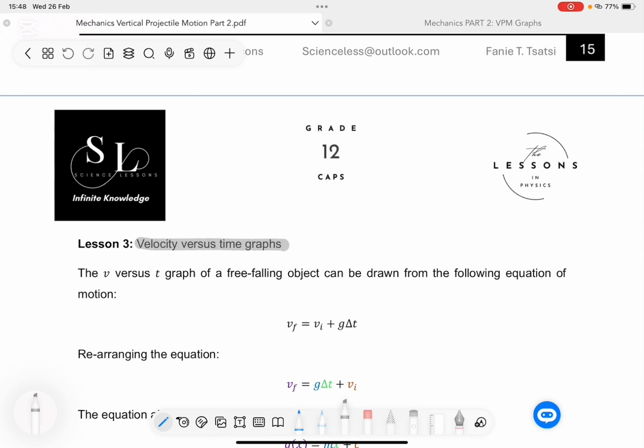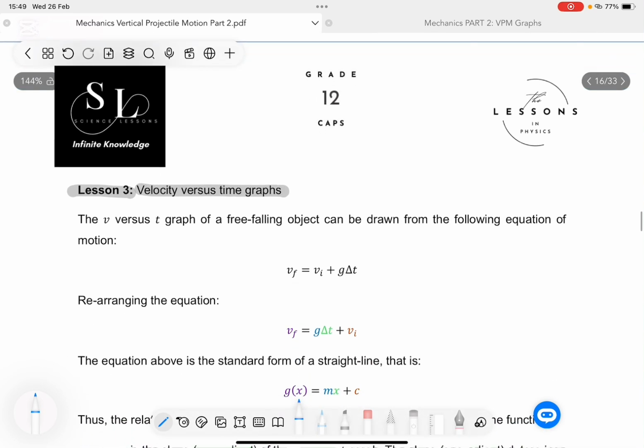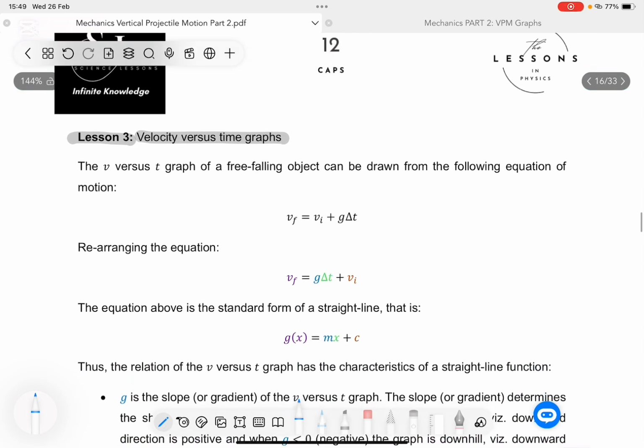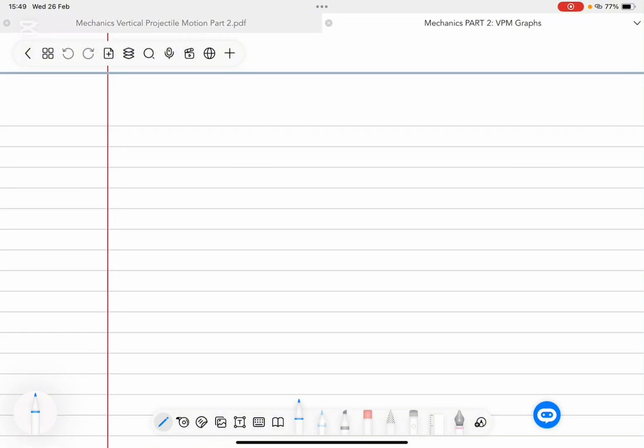of velocity versus time graph by doing lesson 3. The velocity versus time graph of a free falling projectile is drawn using the equation of motion that says final velocity is equal to the initial velocity plus the acceleration due to gravity, because we are dealing with a free falling object here, times the time that it takes to move in the air.